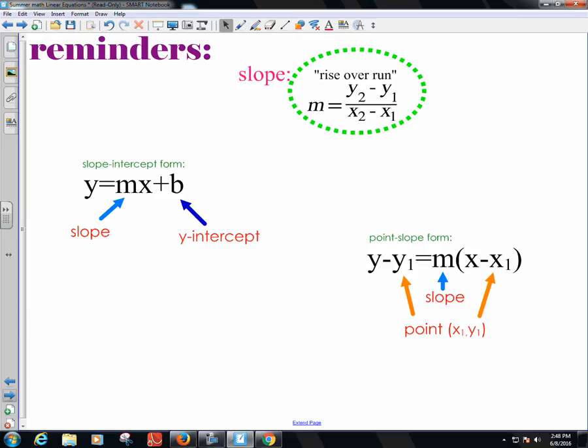So it might be a good idea to pause this slide and just jot this down so that you have this handy. Remember, these reminders are set up to help you succeed in taking these quizzes that you're going to do.